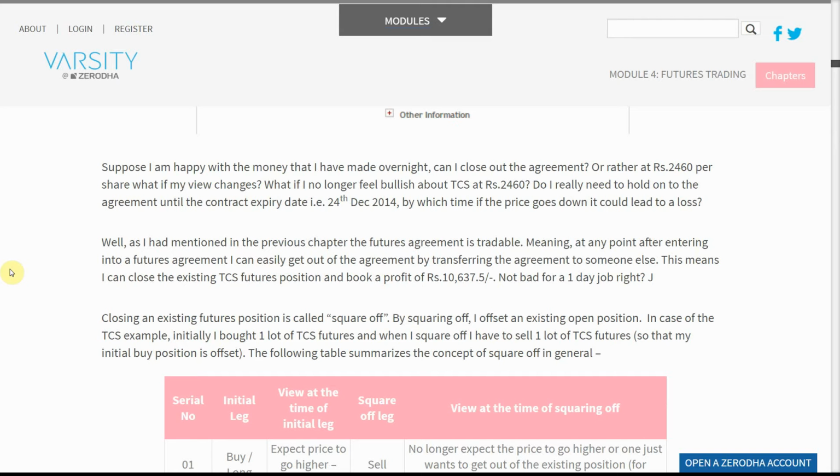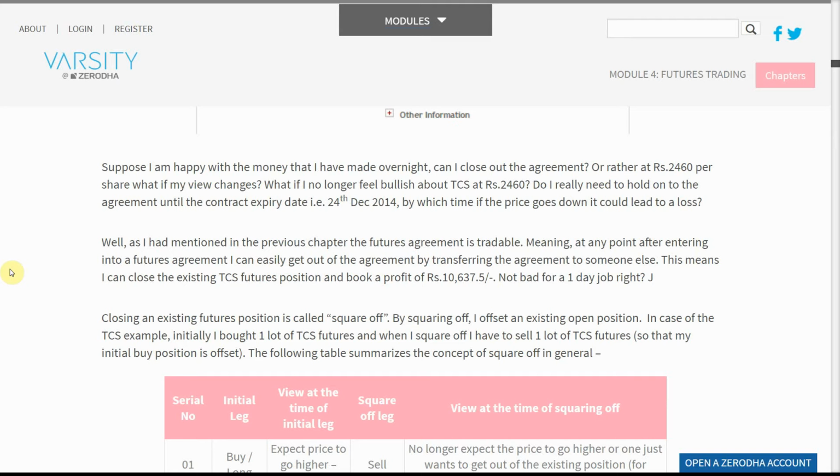What if my view changes? What if I no longer feel bullish about TCS at 2,460 rupees? Do I really need to hold on to the agreement until the contract expiry date, i.e. the 24th of December 2014? By which time, if the price goes down, it could lead to a loss.